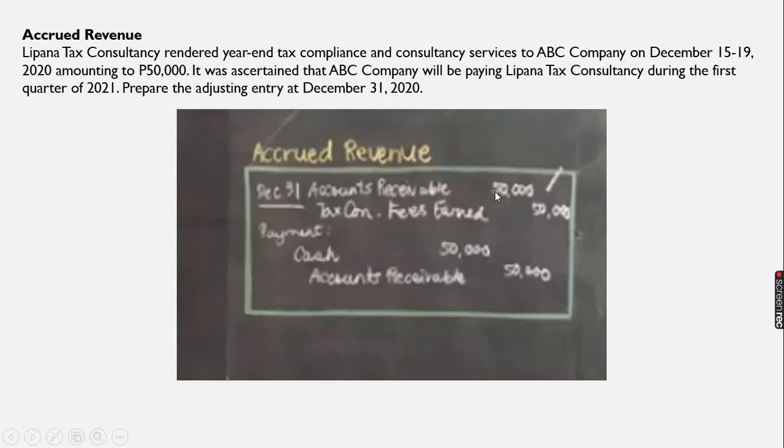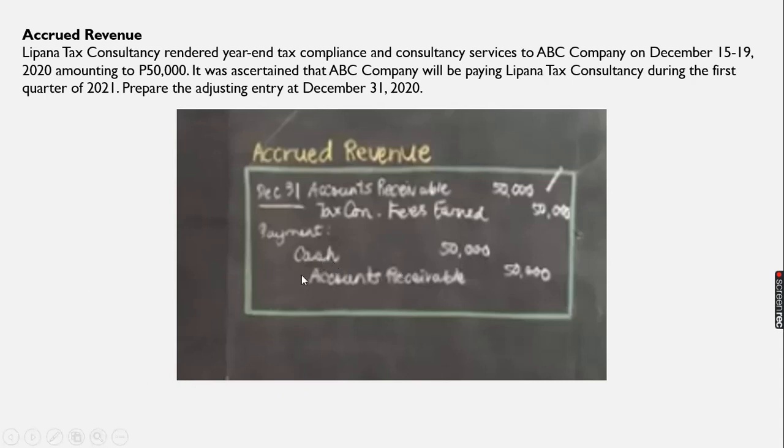So, ang debit mo dyan is accounts receivable. Nadagdagan yung pautang mo. And then, sa credit mo naman, may service revenue ka na ng 50,000. And then kapag nagbayad siya sa first quarter, sabi nga niya, magbabayad siya in the first quarter of 2021. Saka lang magbabayad si ABC Company, di ba? And then, dito mo na siya i-adjust. Mag-a-adjust ka na within that day kung saan siya nagbayad, kung anong date siya nagbayad, okay?